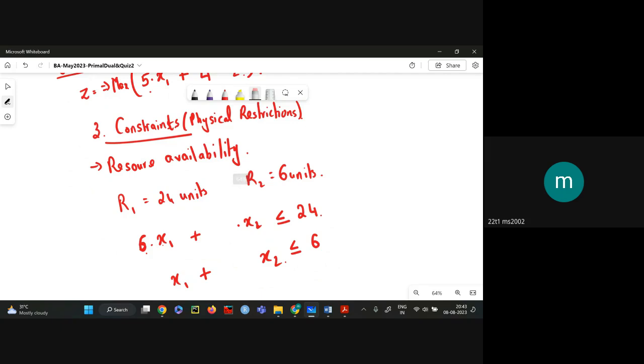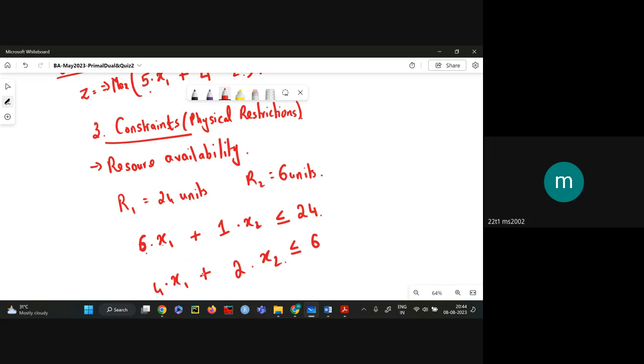Each car requires 6 units of R1 and 4 units of R2. And each doll requires, I'll just write it down so that it's clear over here, 1 unit and 2 units. So what happens is I have 24 units of R1.